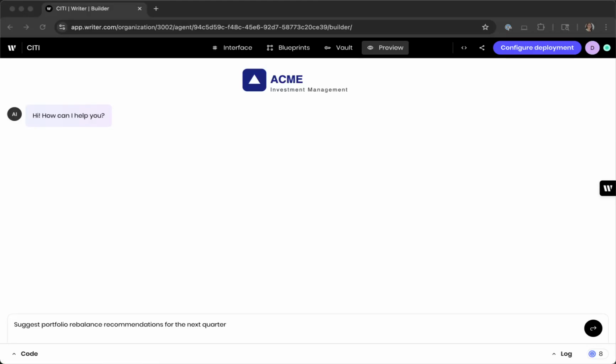What if every portfolio manager had an AI partner? One that doesn't just answer questions, but orchestrates multiple investment actions. And that is what we've built with our portfolio research and optimization agent.